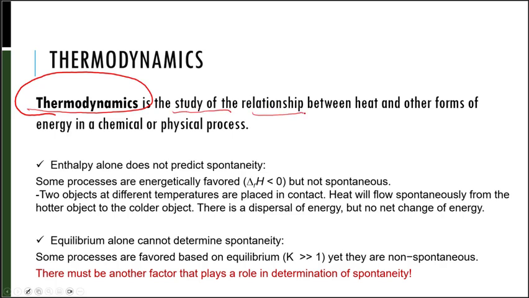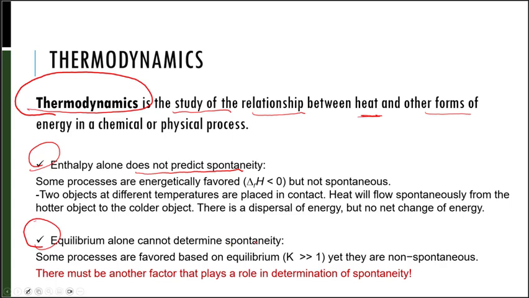Thermodynamics is the study of the relationship between heat and other forms of energy in a chemical or physical process. Enthalpy alone does not predict spontaneity. Some processes are energetically favored, but they're not spontaneous. Like two objects at different temperatures that are placed in contact, heat will flow spontaneously from the hotter object to the colder object. There is a dispersal of energy, but no net change of energy.